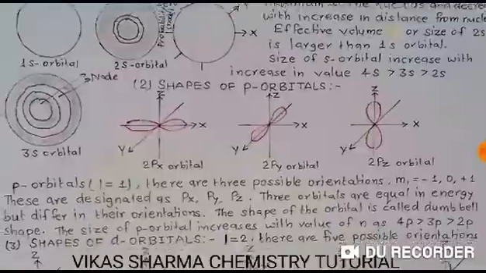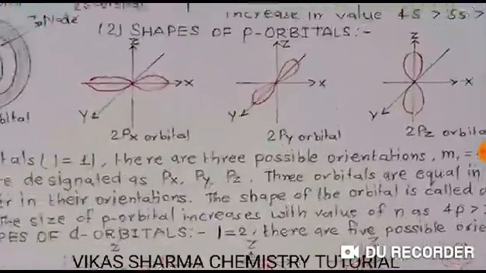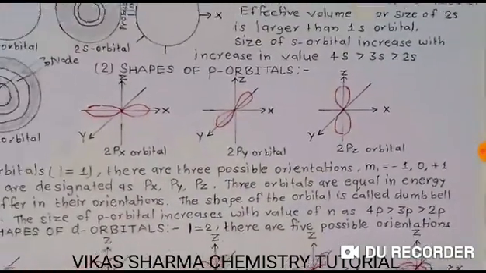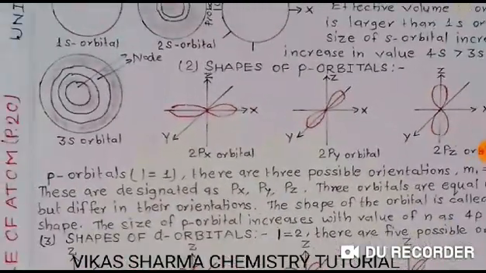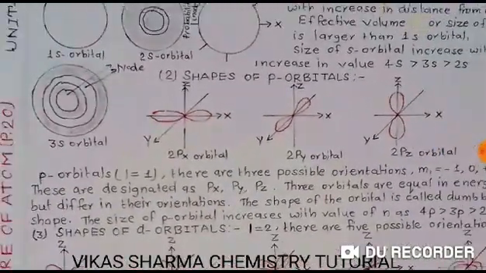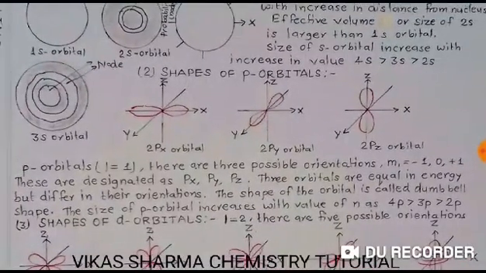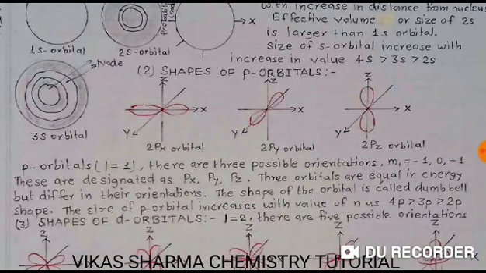Students, shapes of p orbital. In coordination geometry, there are px, py, and pz orbitals. For p orbital, l is equal to 1. There are three possible orientations, ml is equal to -1, 0, +1. These are designated as px, py, pz. The three orbitals are equal in energy but differ in their orientation. The shape of the orbital is called dumbbell.